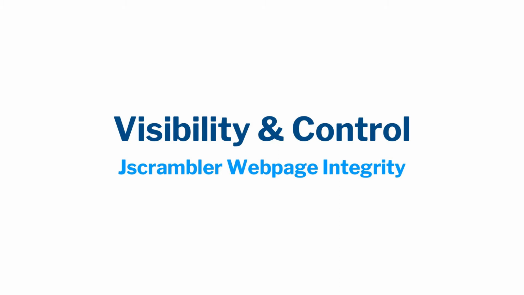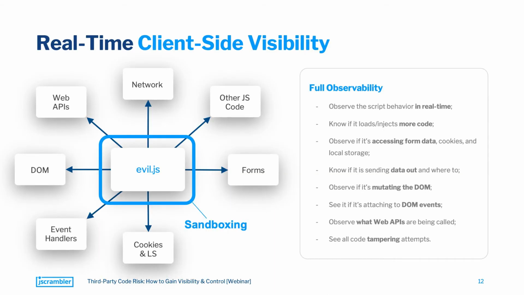So now I want to give you an overview of how we are addressing this problem with JScrambler web page integrity. The first step is real-time visibility. Like we saw before, a malicious script always displays at least one sign of malicious activity. By sandboxing its script, we can start observing its behavior in real time and look at these signs.